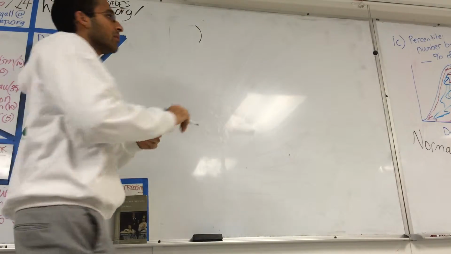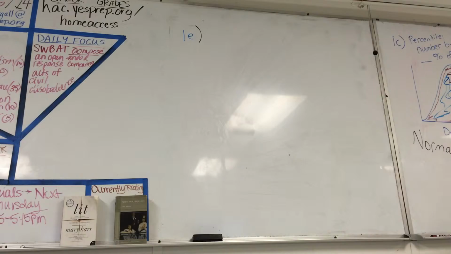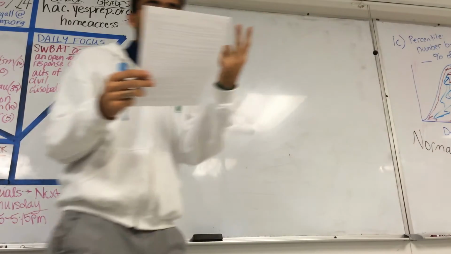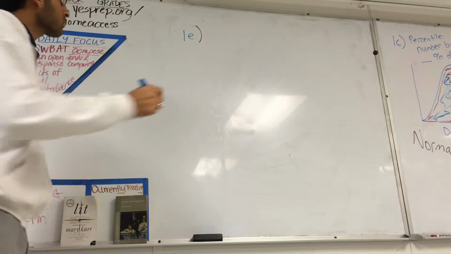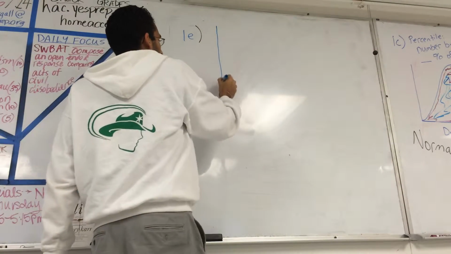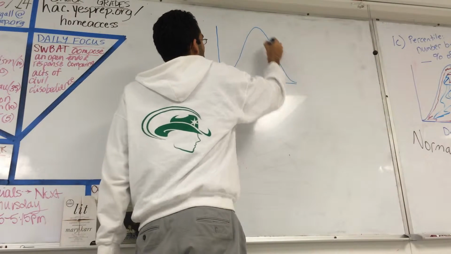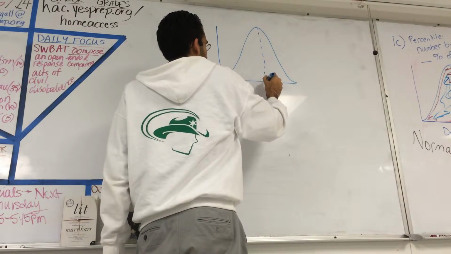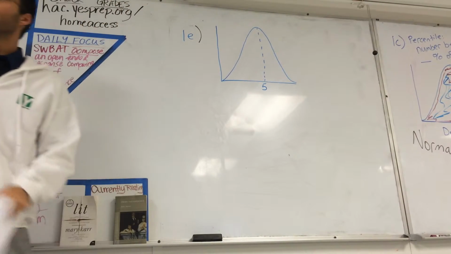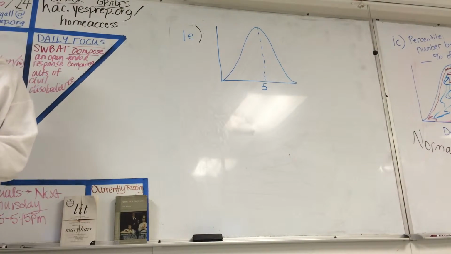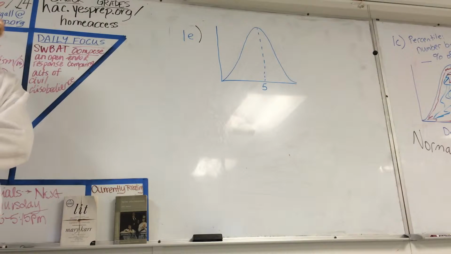It's okay. So let's look at 1E. 1E says the following. Between what two values will the middle 90% of widgets be? Start with the usual. Up, down. Here's 5. The middle 90%. If you think about this, you got to be logical a little bit. Just be logical. Middle 90%.